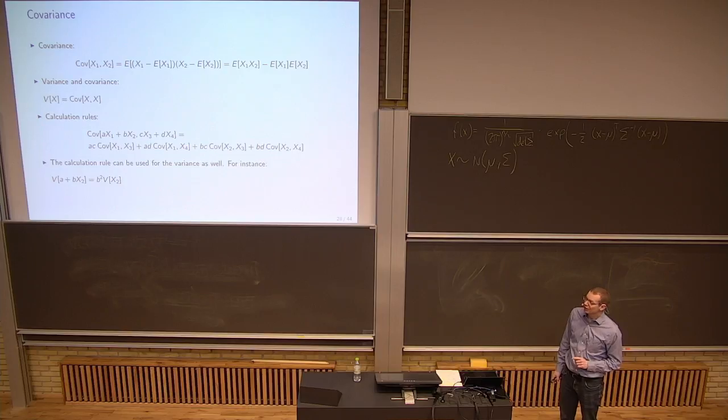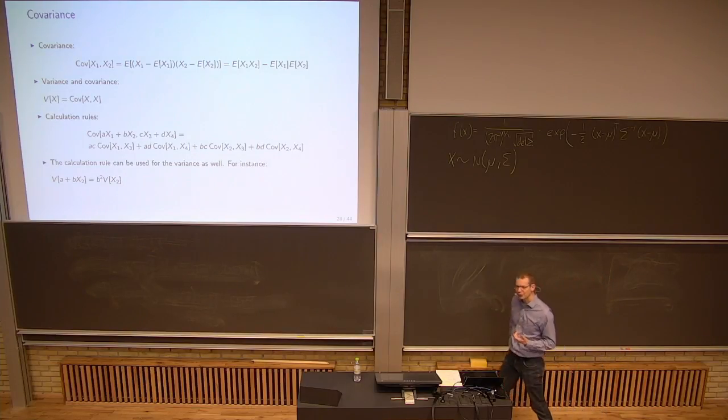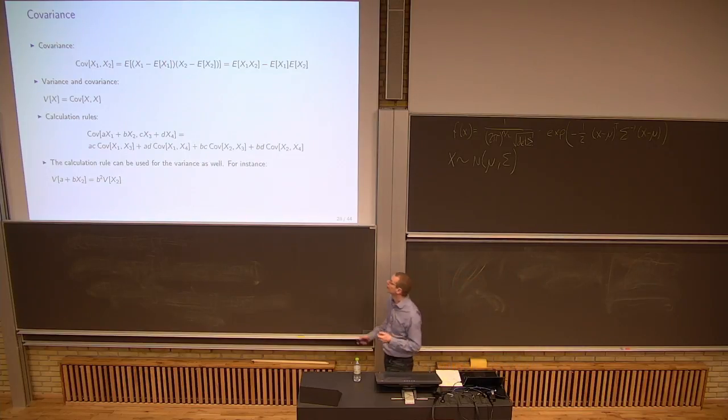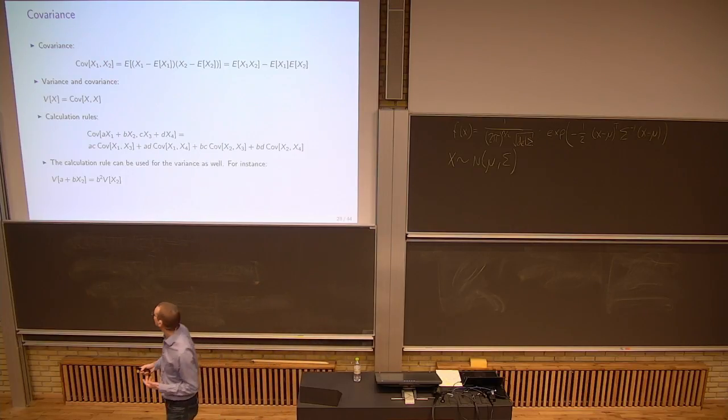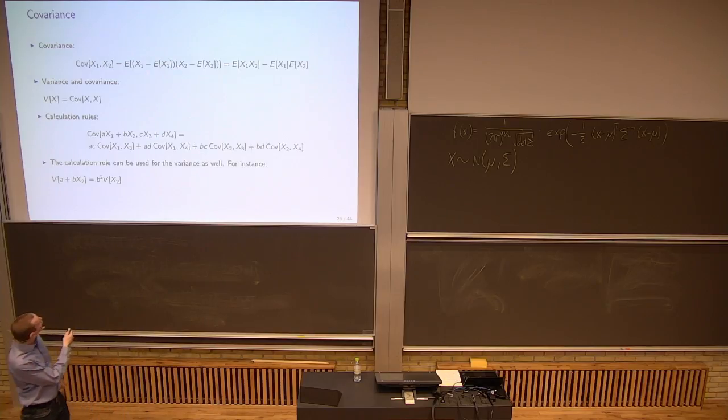The next step is to look at covariances. I think you've seen this before. So the covariance between, at least most of you have, between two random variables, x1 and x2, is defined as the expectation of the product of the central deviation from their expectations.